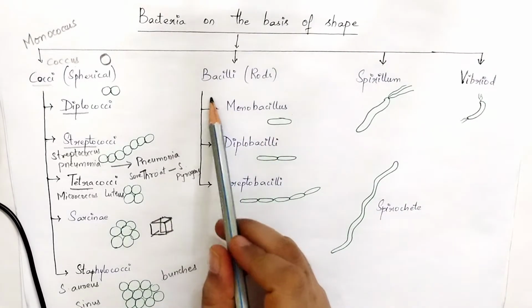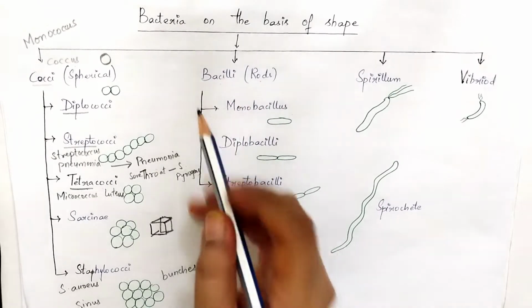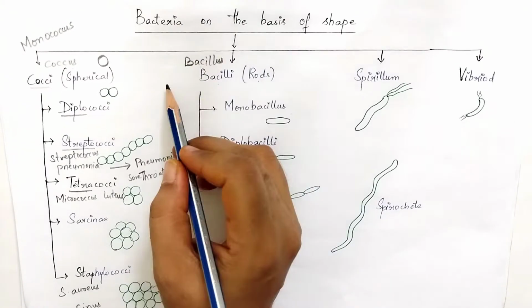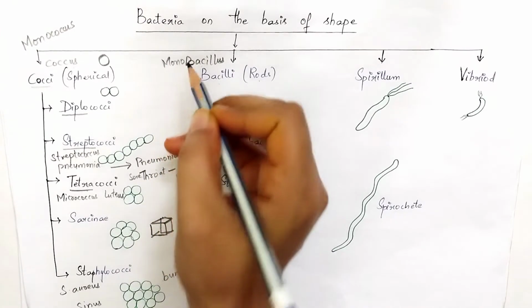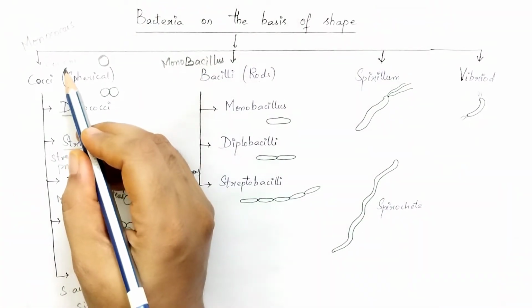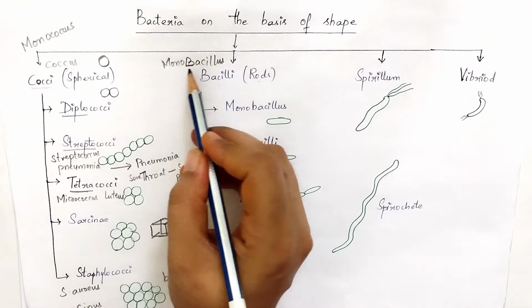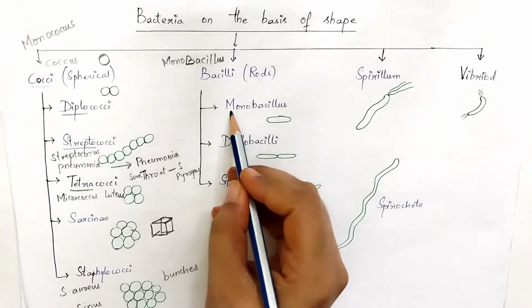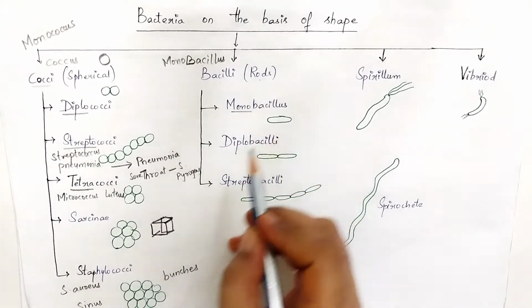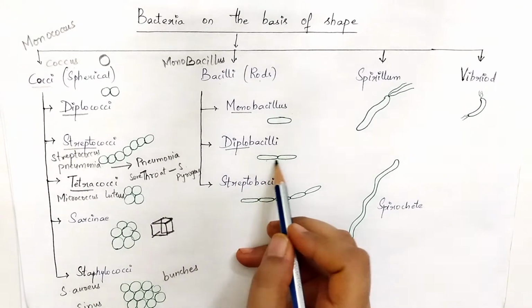The next are the bacilli, or we can say rod shape. Bacilli is the plural form and bacillus is the singular form. If there is only one bacillus, or rod shaped bacterium, we call it monobacillus or simply bacillus. Similarly, as we have seen in the case of coccus, the bacillus forms also exist as single, diplo, or more than 2. Monobacillus is only one rod shaped bacterium. Diplobacillus, as the name suggests, is 2 rod shaped bacteria attached to each other, or paired cells of bacilli.